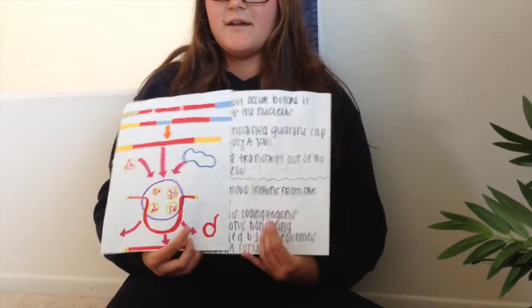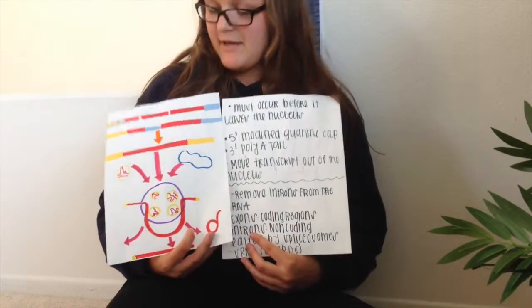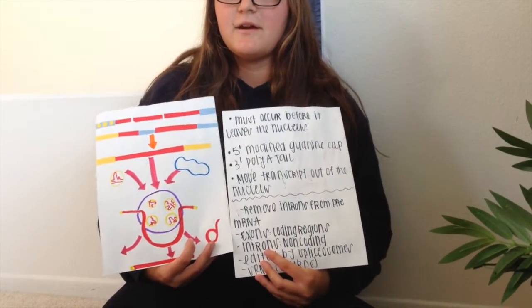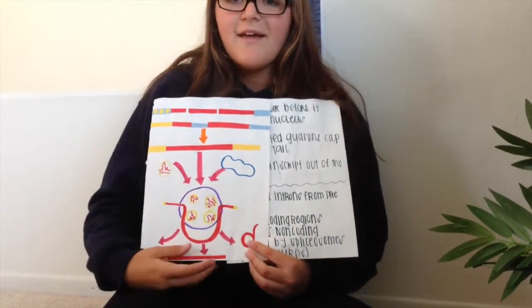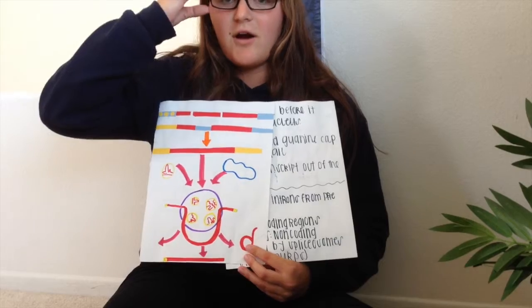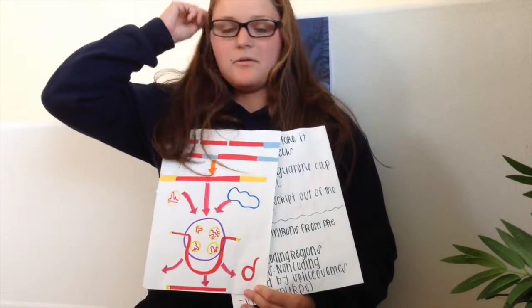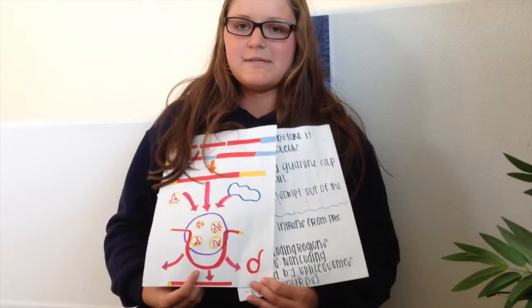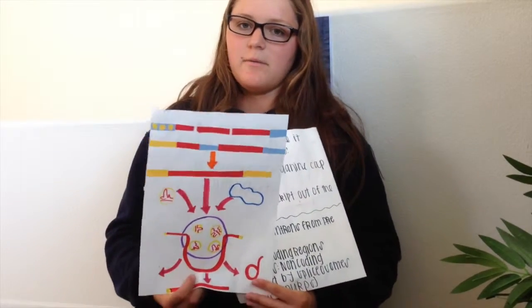What else is going on is called mRNA splicing, which removes the introns from the pre-mRNA. The pre-mRNA consists of exons and introns. The exons are the coding regions that code for amino acids, and introns are the non-coding regions that don't code for the amino acids, so they're the opposite. And they must be removed from the pre-mRNA before translation or else it won't work.